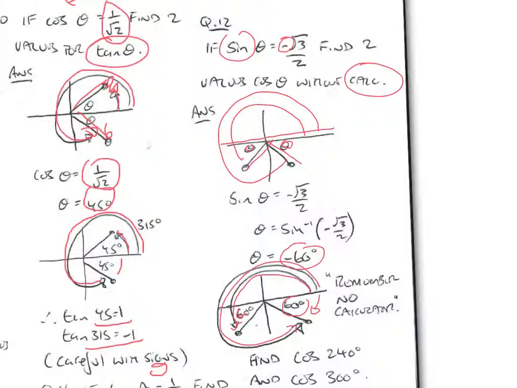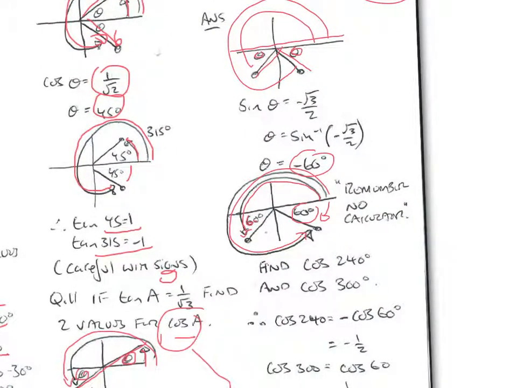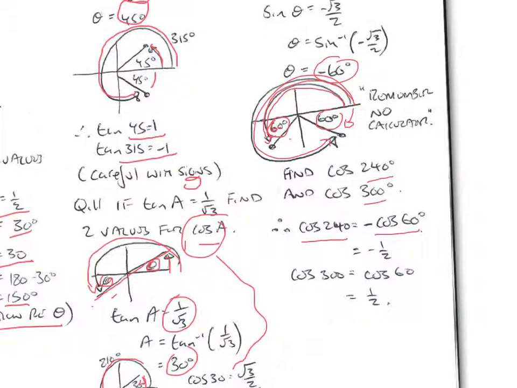And we're not using a calculator now, so we want to find the cos of the two angles, the cos of 240 and the cos of 300. Well, from the beginning of this video, cos of 240 is the same as minus the cos of the reference angle, which is 60 degrees. Minus a half, and the cos of 300 is the same as the cos of the reference angle, which is 60, and it's equal to a half.